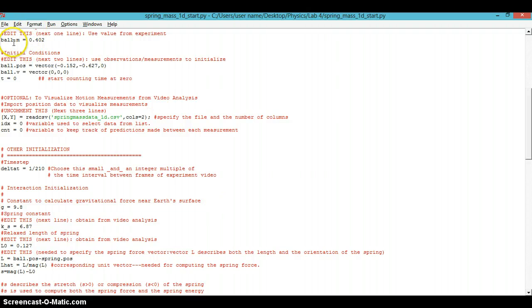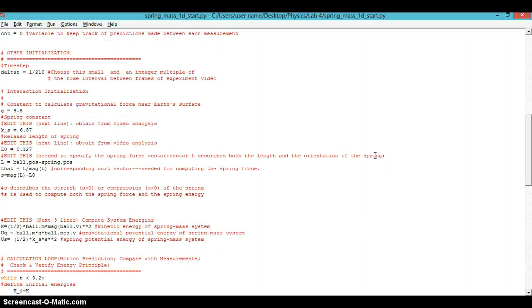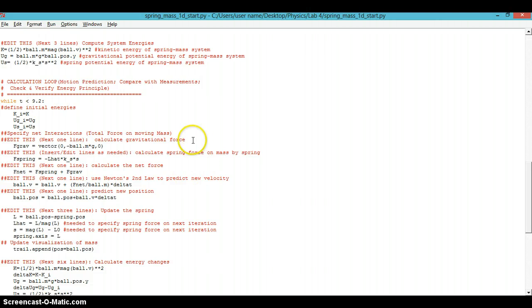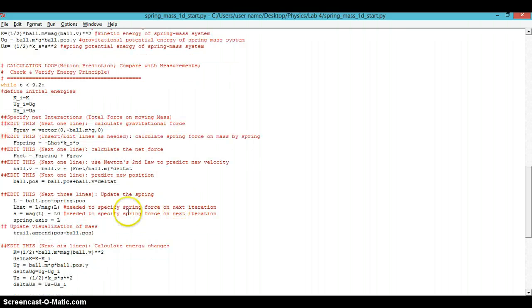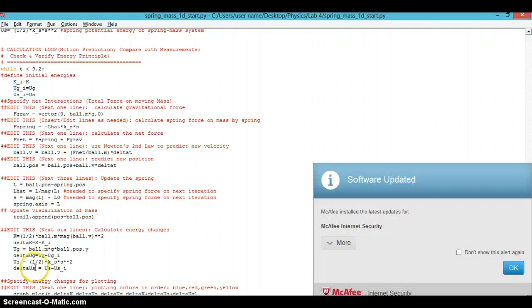Here we have the mass of the ball in the code as 0.402 kilograms. Everything mentioned right here is everything that was just mentioned in the PowerPoint, but this while loop is where it all happens. Here we calculate the gravitational force, the spring force, and the net force, as well as use Newton's second law to predict the updated velocity at different time steps, as well as the position. We then update the spring with different positions in order to calculate the change in kinetic energy at different points, as well as the change in potential energy of gravity and the potential energy of the spring.